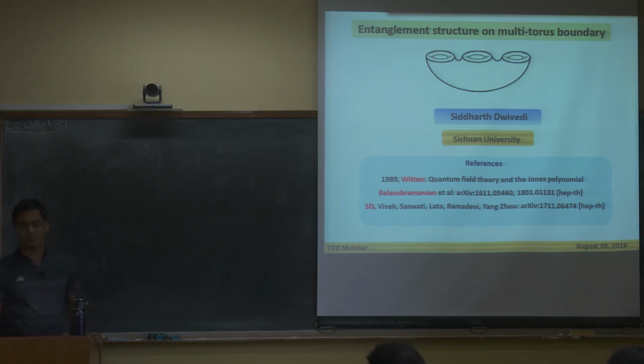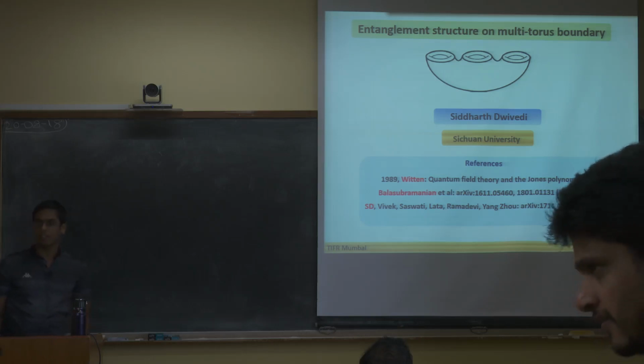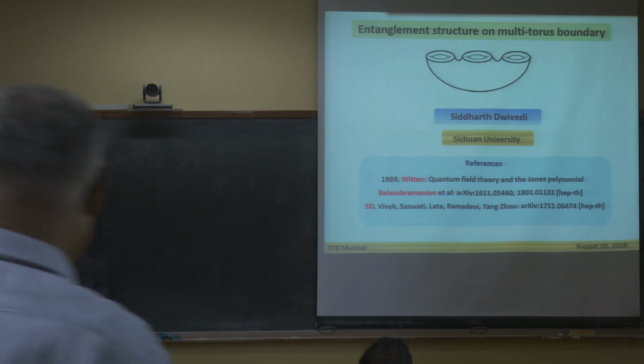We are going to discuss the entanglement structure of a quantum state which is prepared on multiple copies of torus. Just for reference, I have given a figure here which consists of a three-dimensional manifold which has 3 torus boundaries.